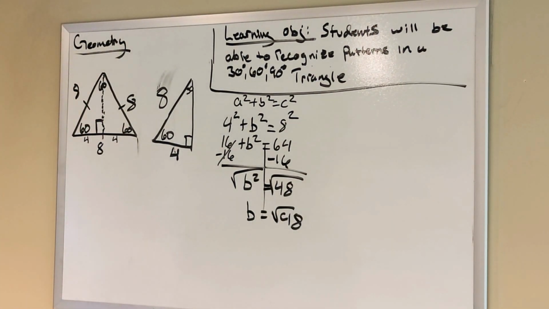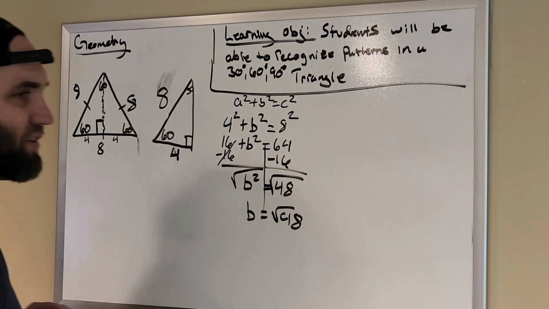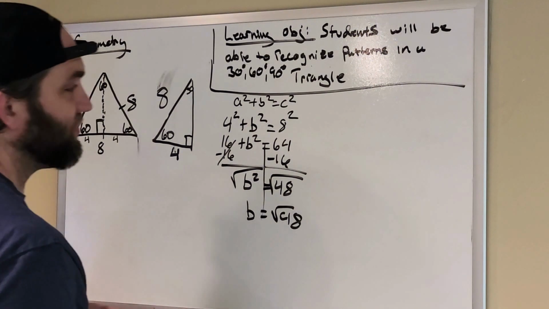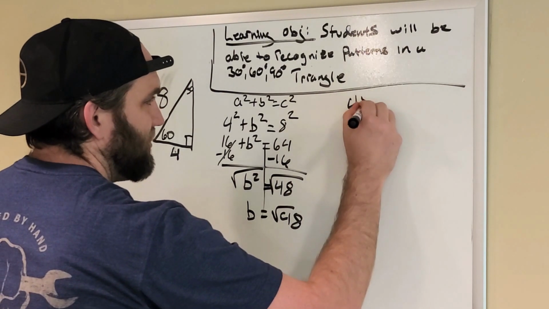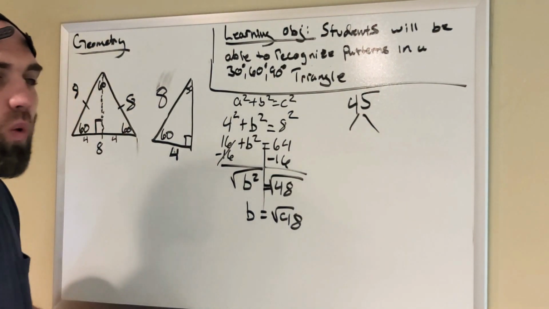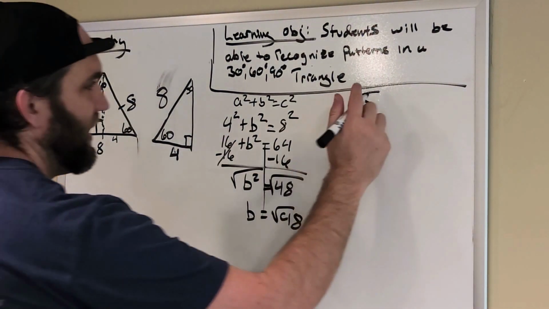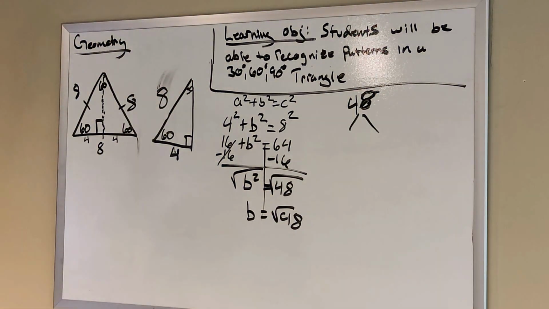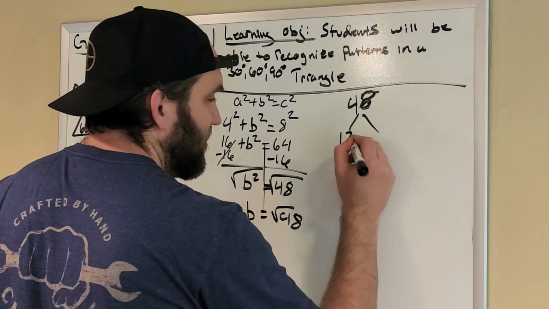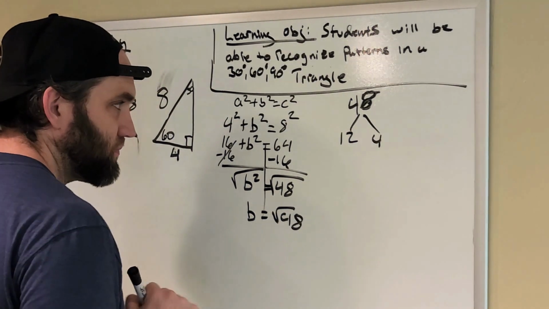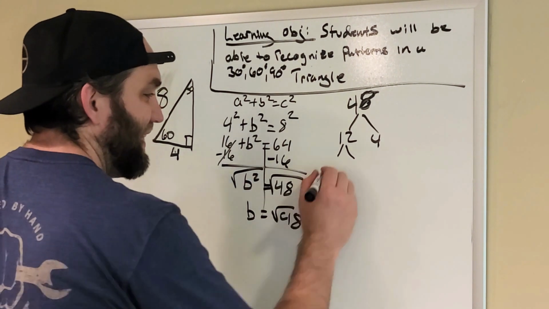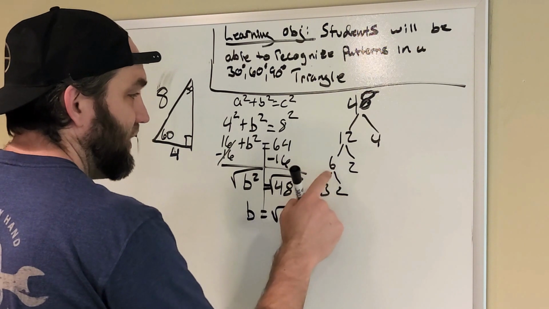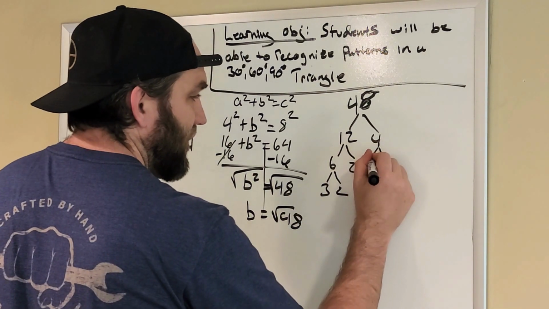However, we need to simplify this because I want to see what kind of patterns similar to my 45, 45, 90 triangles I have. So I'm going to simplify this 48. I'm going to put it up here and figure out what my factors are. So 48, we got 12 times 4 is going to give me 48. And 12, I can break down into 6 and 2, and then 6 into 3 and 2. 3 and 2 equals 6, 6 and 2 equals 12, and then 4 into 2 and 2.